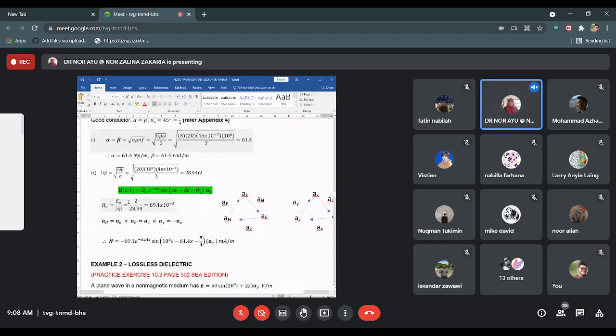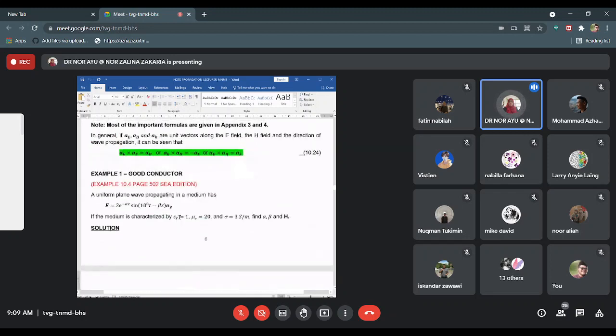What is it? 2 divided by the intrinsic impedance, so you will get this value. Okay, once you have this, you know what the amplitude of your H is. Now we need to determine the directions of propagation. In order to determine it, you need to know the direction of the wave, which is AK, and the direction of E, which is AE.